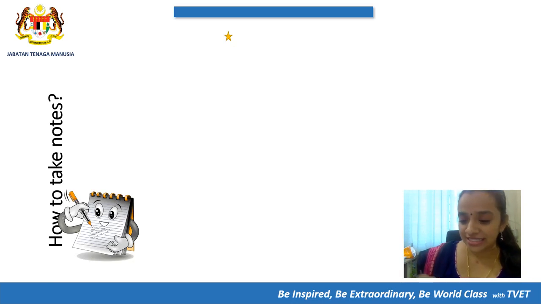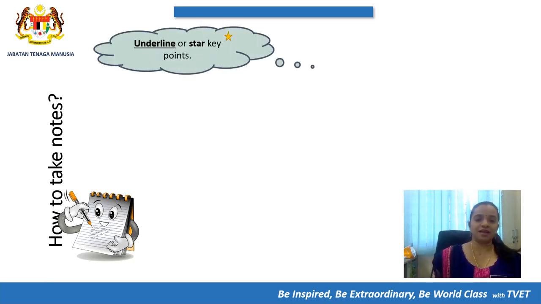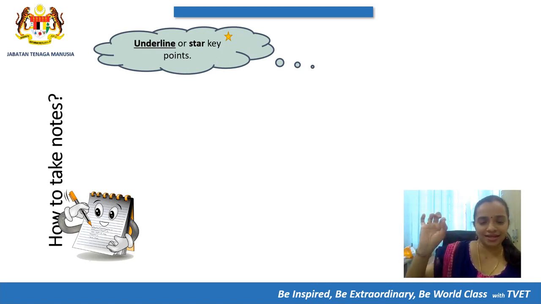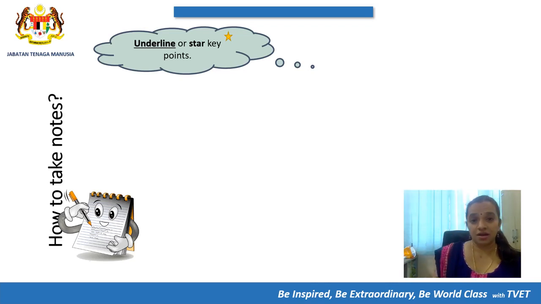The next point is underline or star the key points. If you have a lot of text and there are important points in it, just underline them, or you can use a star icon, or even use a highlighter to highlight the text, sentences or phrases that you think are important.